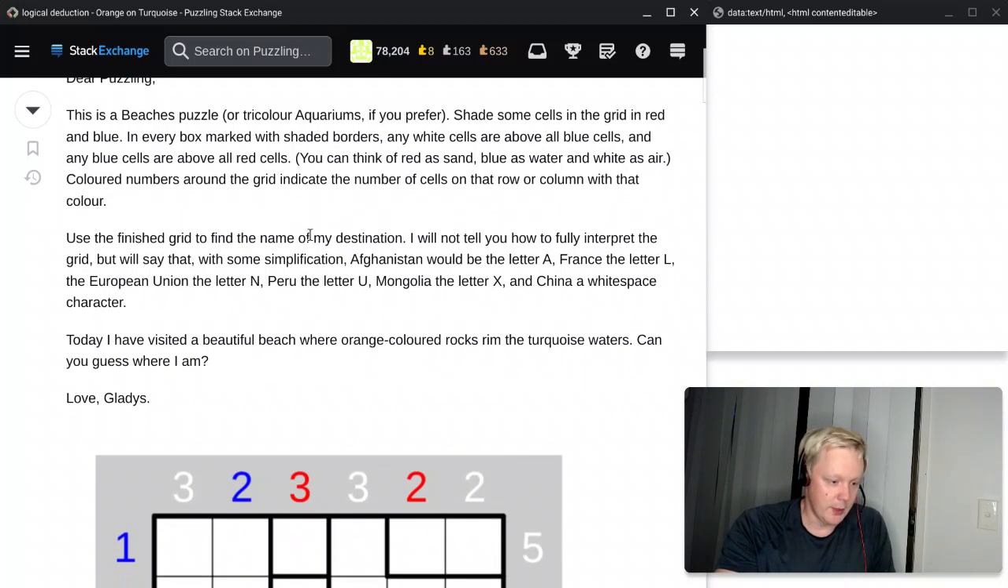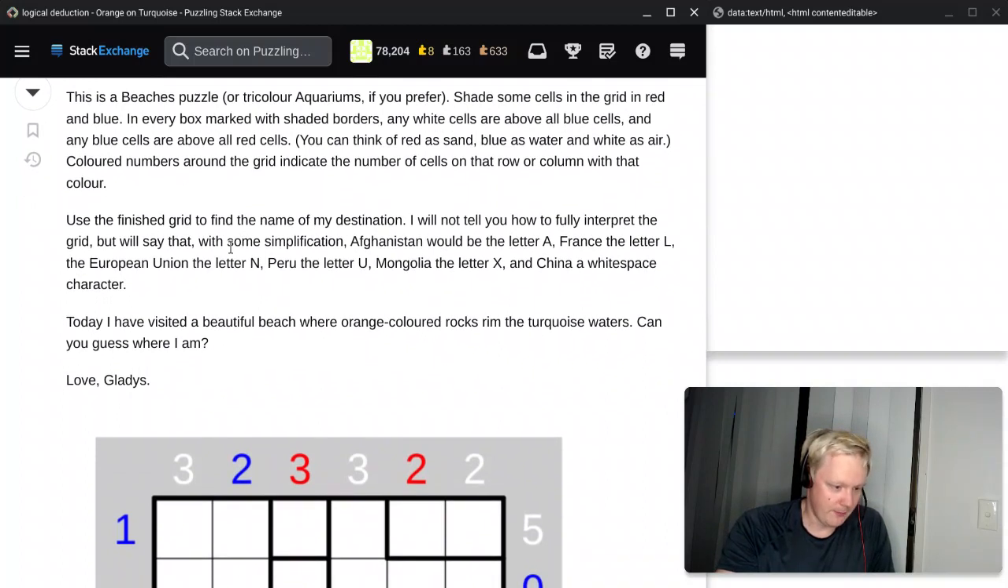And then we need to do something once we've finished that one. Use the finished grid to find the name of my destination. I will not tell you how to fully interpret the grid, but will say that with some simplification, Afghanistan would be the letter A, France the letter L, the European Union the letter N, Peru the letter U, Mongolia the letter X, and China a white space character. So unbelievably, we're going to need some geographical knowledge. Who would have thought? But we'll figure that out once we have a finished grid here.